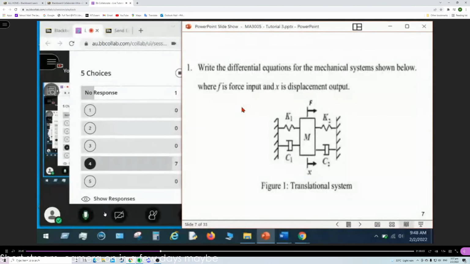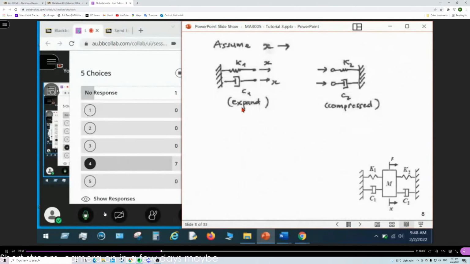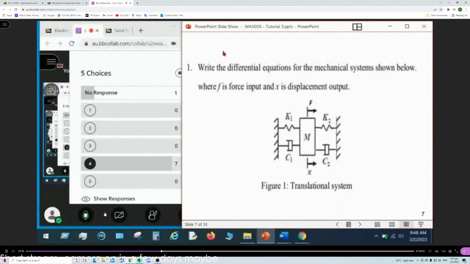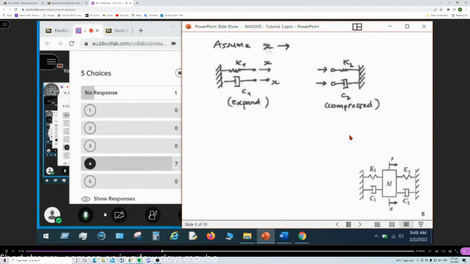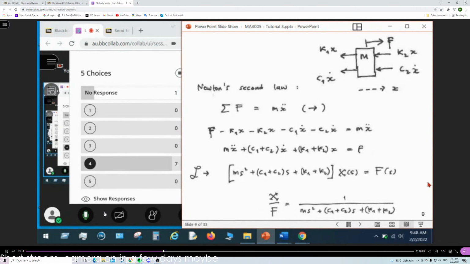Just ask us to give. In fact, we do not have to take the Laplace transform. Why? Because the question said, write the differential equation, with no other instruction. So in fact, we could stop here. This is the differential equation. We do not need to proceed further to perform the Laplace transform and get the transfer function. The last two steps are not necessary for a question like this.